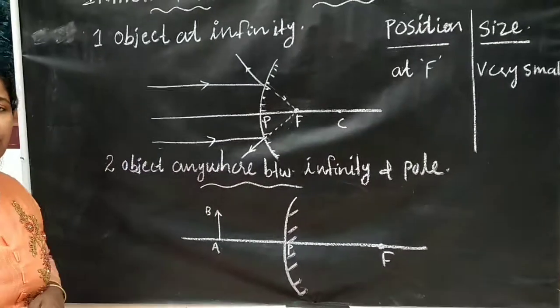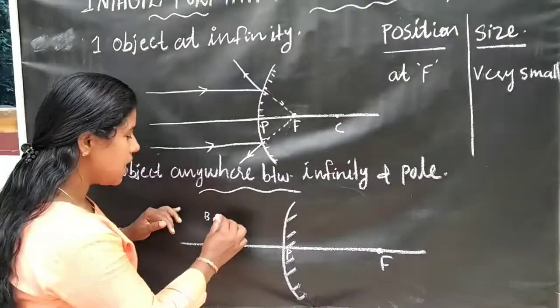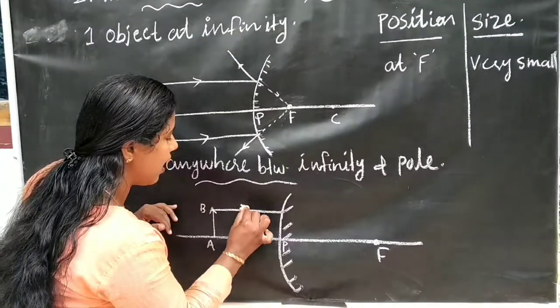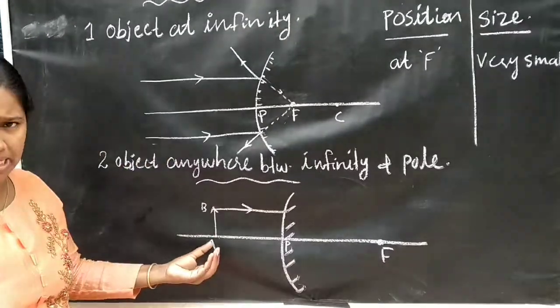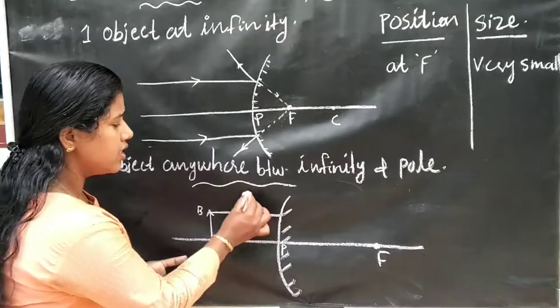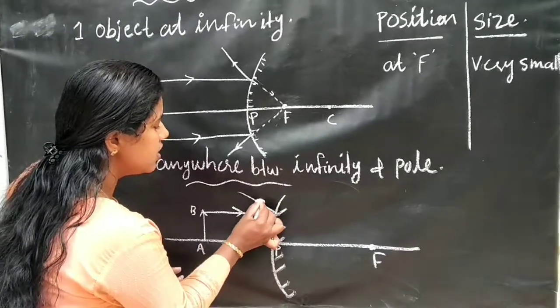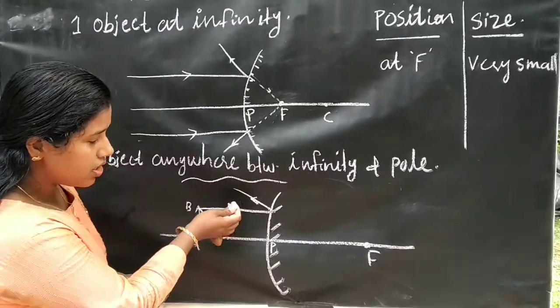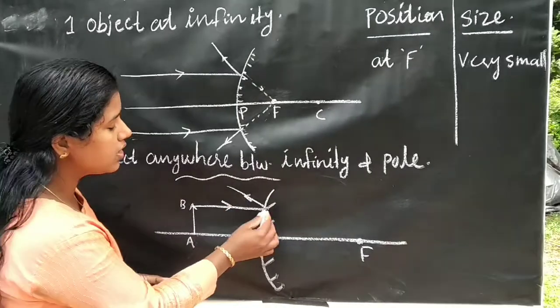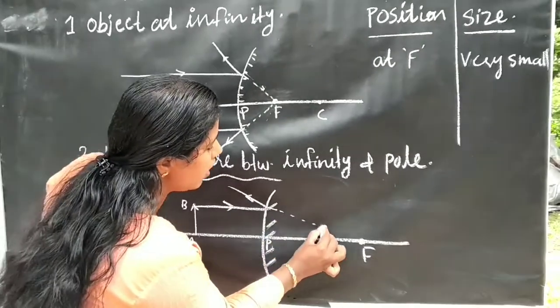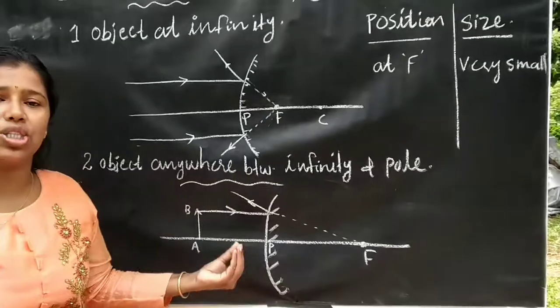Then first rule, which one? A ray of light parallel to the principal axis. This is parallel to the principal axis. After reflection, what happened? It is reflected back. But in case of convex mirrors, it appears to come from the focus. This is our first rule.